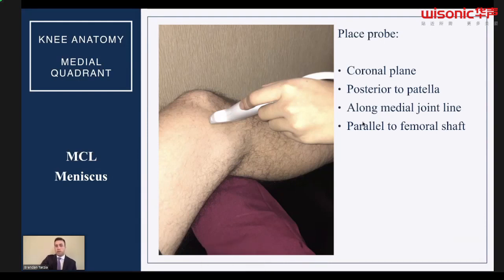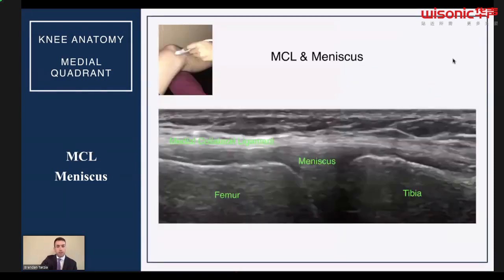Then for probe placement, you're going to have the probe in the coronal plane, posterior to the patella, along the medial joint line, and parallel to the femoral shaft. Then you should get a view of the MCL or the meniscus in this medial quadrant. Again, you're going to see that triangular structure, that's the MCL, between the femur and the tibia. It looks similar to the LCL that we were seeing before.